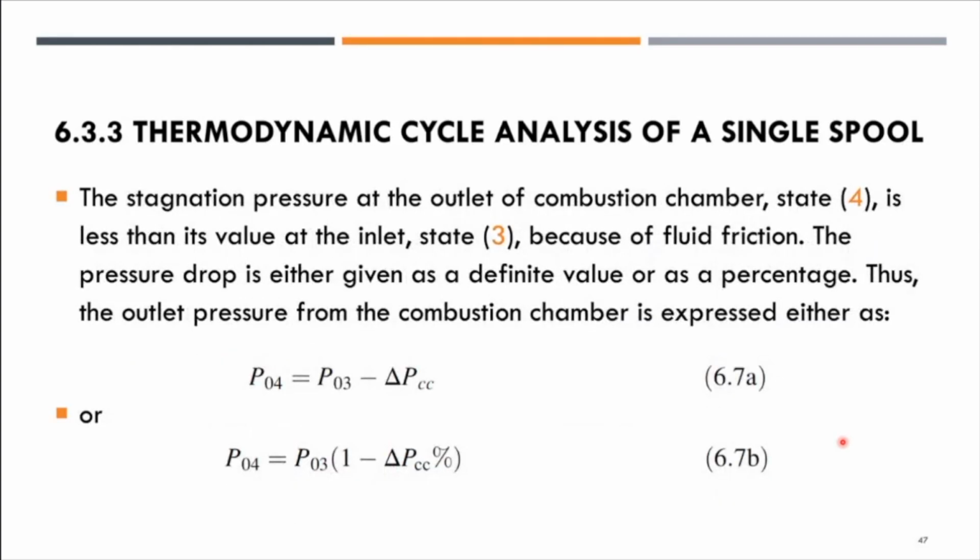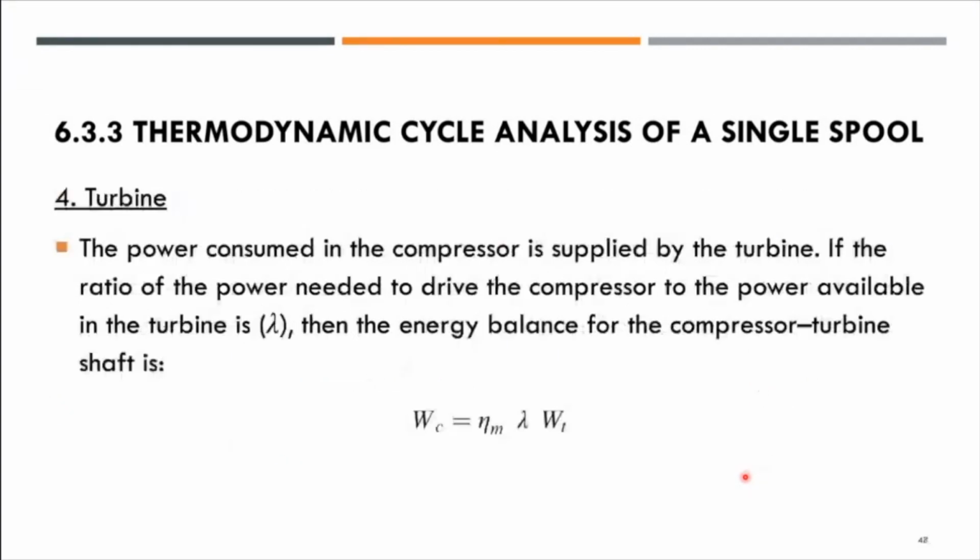Okay, the stagnation pressure at the outlet of the combustion chamber at state 4 is less than its value at inlet state 3 because of fluid friction. It's not perfect. So the pressure drop is either given as a definitive value or as a percentage. Thus the outlet pressure from the combustion chamber is expressed as follows, for P04 and the other equation also P04. It is a set of two equations.